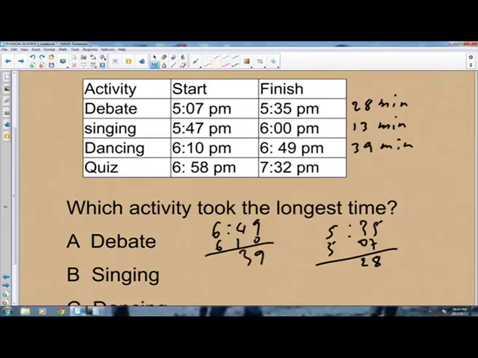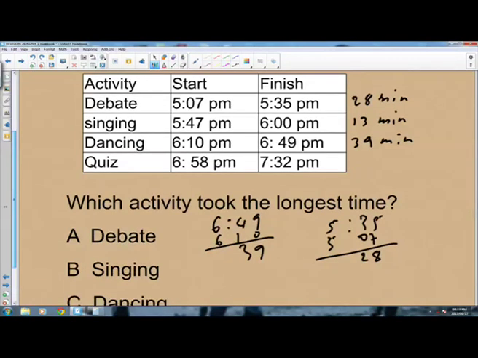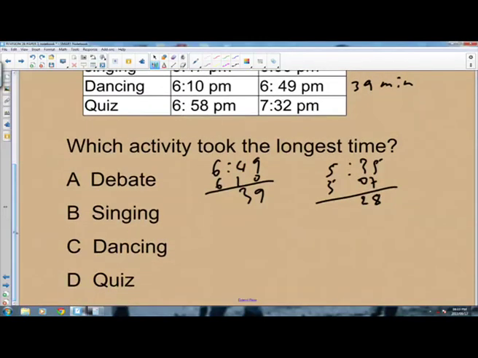And then we got the quiz. 6:58 to 7:32. So let's as well subtract here and check the time this activity will take. 7:32 minus 6:58. And then all that we need to do, we cannot subtract 58 minutes from 32. So we'll take 1 hour from the 7 here and add it to the 32. This will be 92 minutes because it's 60 plus 32, giving us 92. Then we subtract 58 from 92.